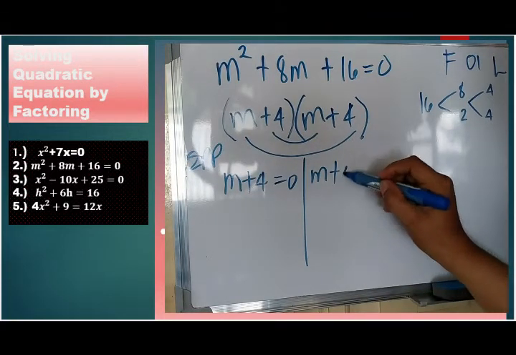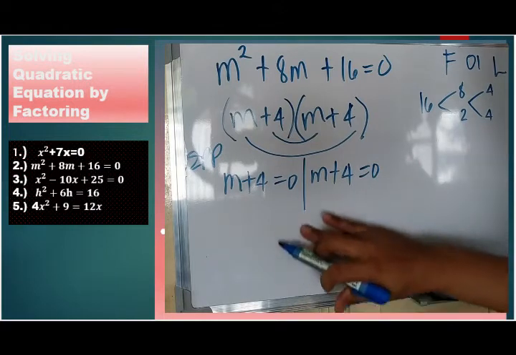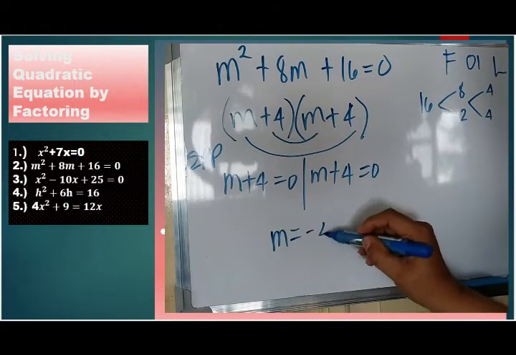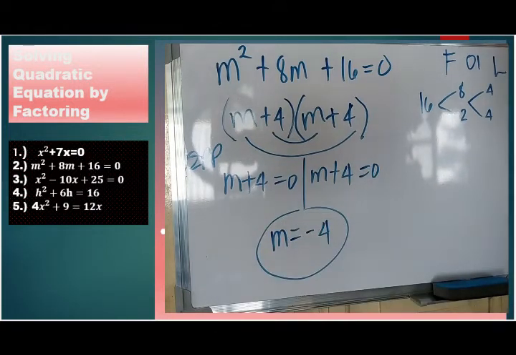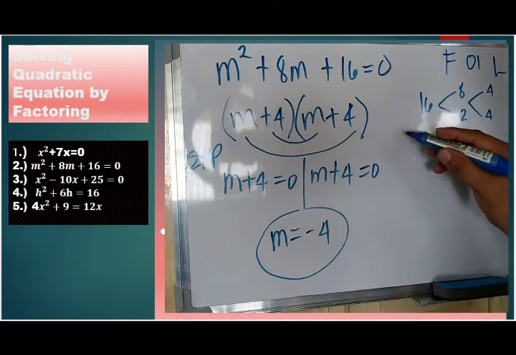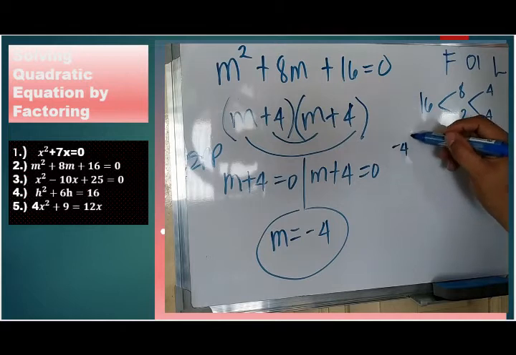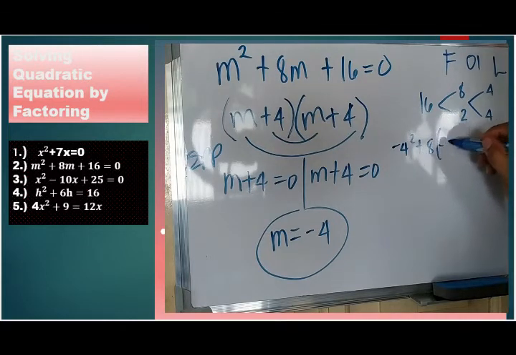And m plus 4 is equal to 0. Therefore, m is equal to negative 4. So we only have one solution. So checking negative 4, we have negative 4 squared plus 8 times negative 4 plus 16 is equal to 0.